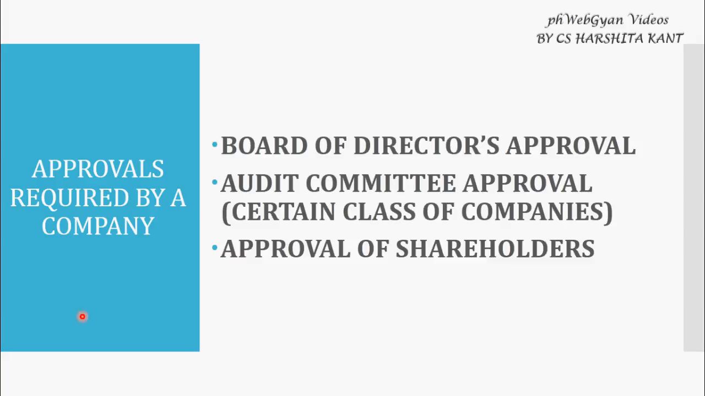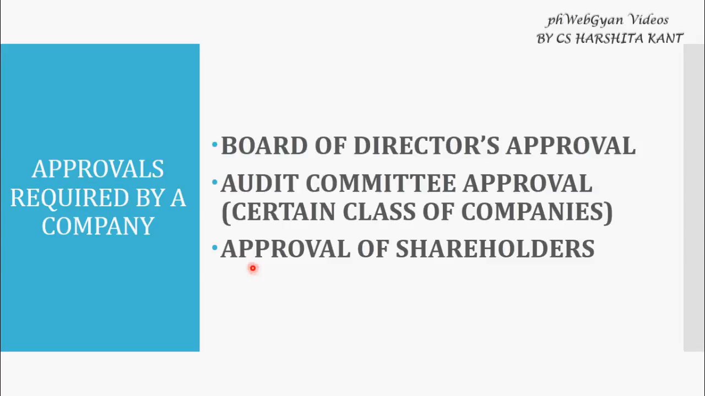Now, the important approvals required before the company enters into a related party transaction. First of all, the board of directors' approval. Secondly, audit committee approval. This approval is only required for those companies which are mandatorily required under the Act to form an audit committee. Thirdly, the approval of shareholders in the general meeting. We'll be discussing it one by one.